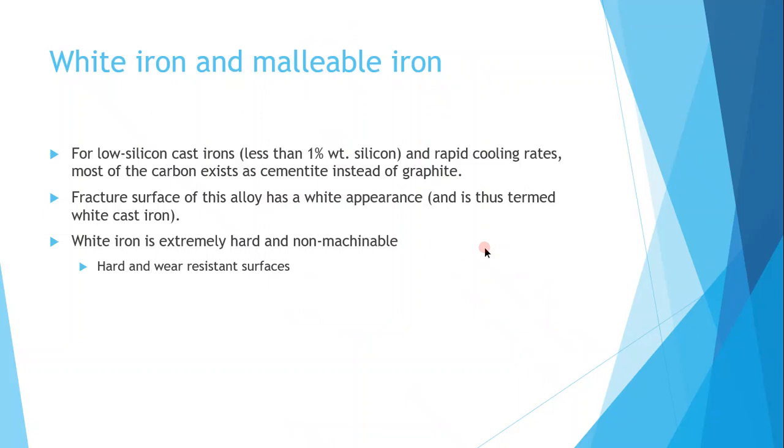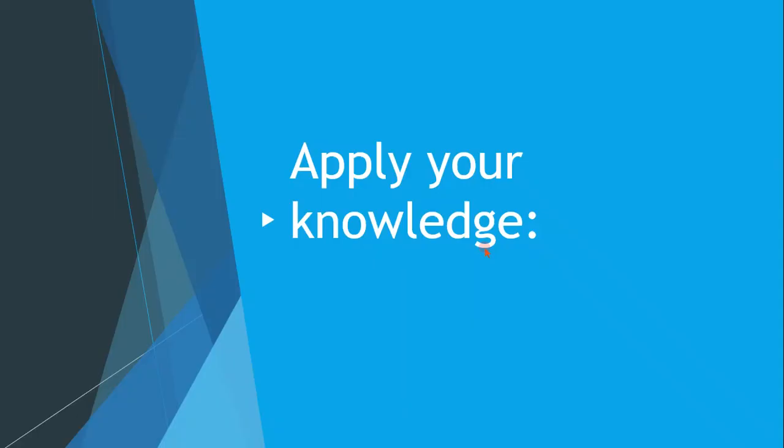So white iron and malleable iron. For low silicon cast irons, less than 1% weight silicon, and rapid cooling rates, that's important, most of the carbon exists as cementite instead of graphite. Now the fracture surface of this alloy has a white appearance and is thus termed white cast iron. White iron is extremely hard and unmachinable, so it is usually used in hard and wear-resistant surfaces.